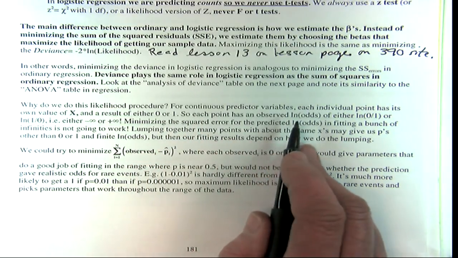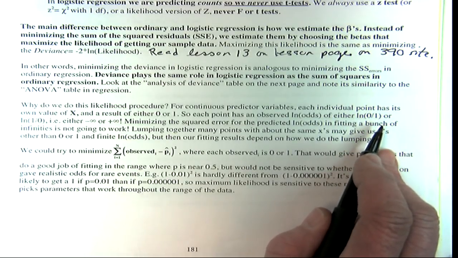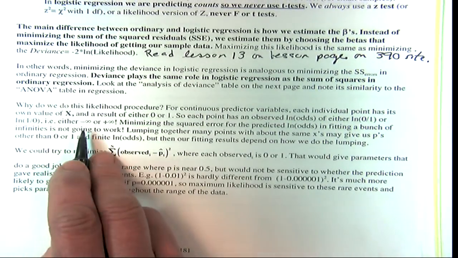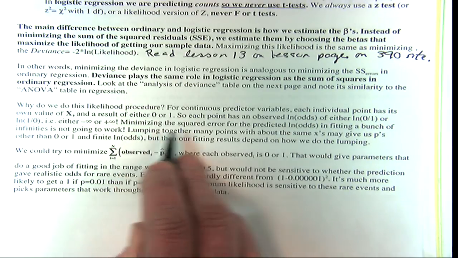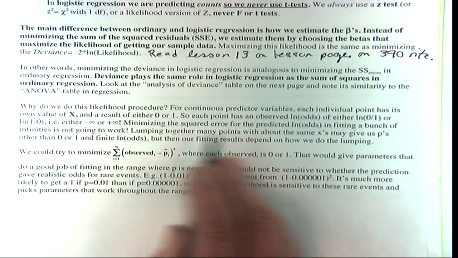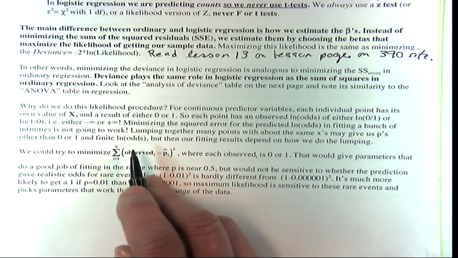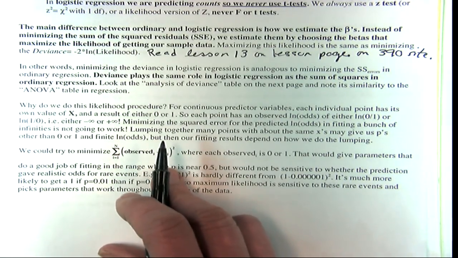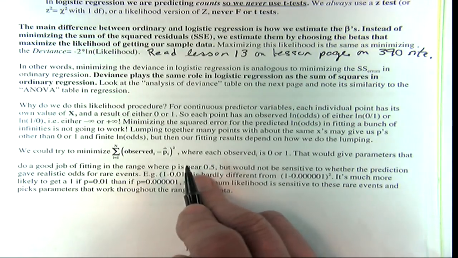So what does that mean in terms of the log odds? That means you either have the log of the probability over 1 minus the probability, so you either have the log of 0 over 1, or 1 over 0, so that means either negative infinity or positive infinity. So what is it? Minimizing the squared error for the predicted log odds in fitting a bunch of infinities is not going to work. What does it even mean? So what you'd have to do is choose intervals, but then your parameters are going to depend on the particular intervals that you choose.